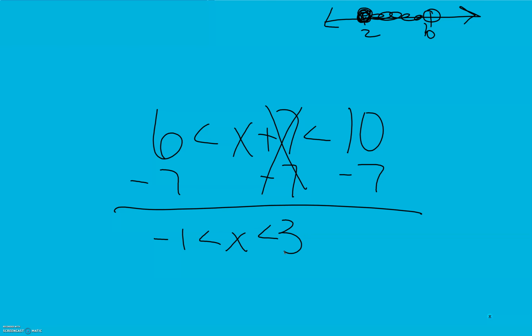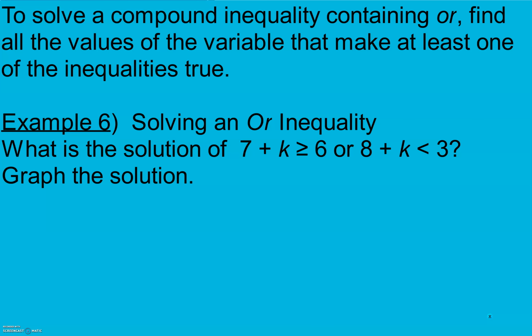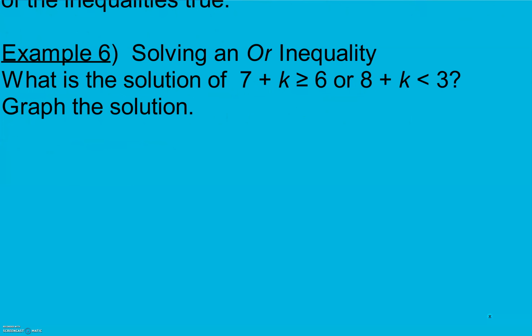Okay, whatever we do to the middle, we have to do to every part of our inequality. So here there's 3 parts, we do it to all 3. To solve a compound inequality containing or, we're going to find all the values of the variable that make at least one of the inequalities true. Here they don't have to work for both, they just have to work for at least one of them. So I'm still going to solve each individual inequality.